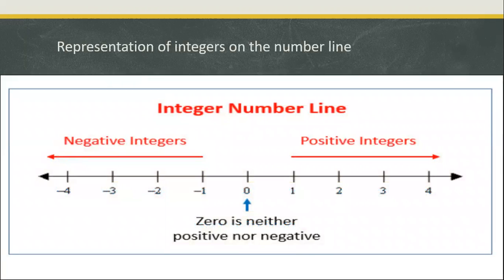Representation of integers on the number line. 0 is at the middle of the integer number line. 0 is neither positive nor negative. The numbers to the right of 0 are positive integers. 1, 2, 3, 4 are positive integers on this number line. Numbers to the left of 0 are negative integers. Minus 1, minus 2, minus 3, minus 4 are negative integers on this number line.